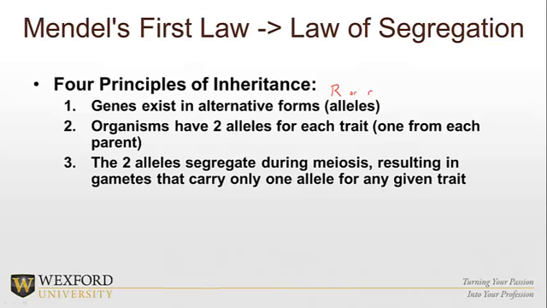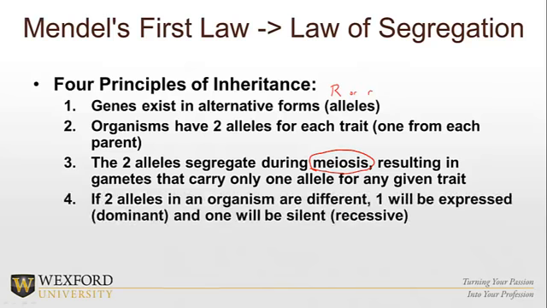The two alleles segregate out during meiosis. And as a reminder, meiosis is the making of gametes, the sex cells, the sperm and the egg, resulting in gametes that carry only one allele for a given trait. So if the two alleles of an organism are different, one will be expressed, the dominant, and one will be silent. And we saw that once again. If we crossed a true breeding round and a true breeding wrinkled, what did we get? We only saw the dominant round.